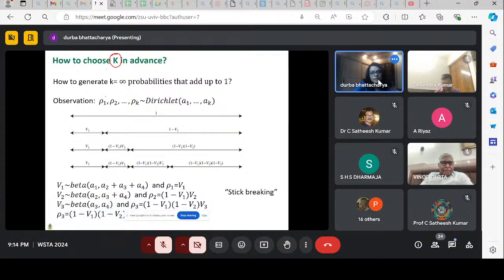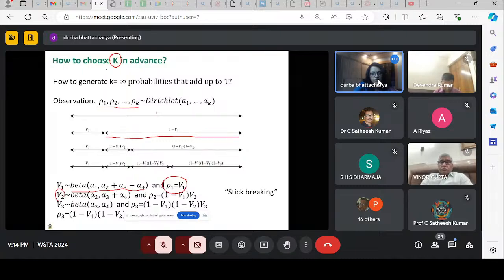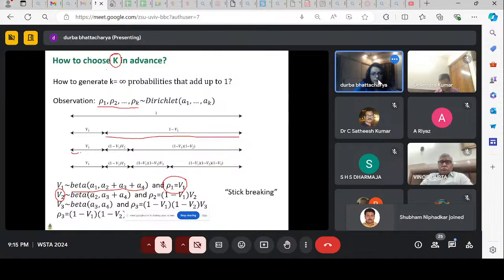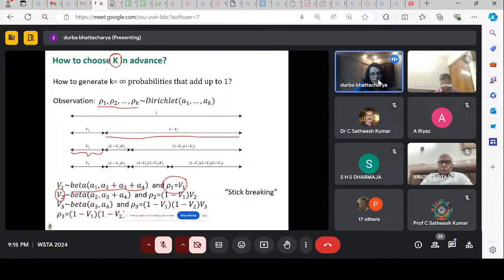So if we consider rho 1, rho 2, rho k to be following a Dirichlet distribution with parameters a1, a2, ak, Sethuraman gave this. Then what is remaining is this portion, 1 minus v1. From what is remaining, we generate v2 according to beta with parameters a2 and a3 plus a4, and we call rho 2 as v2 proportion of what is remaining. So v1 is rho 1. This is how we can generate an observation from a Dirichlet distribution.